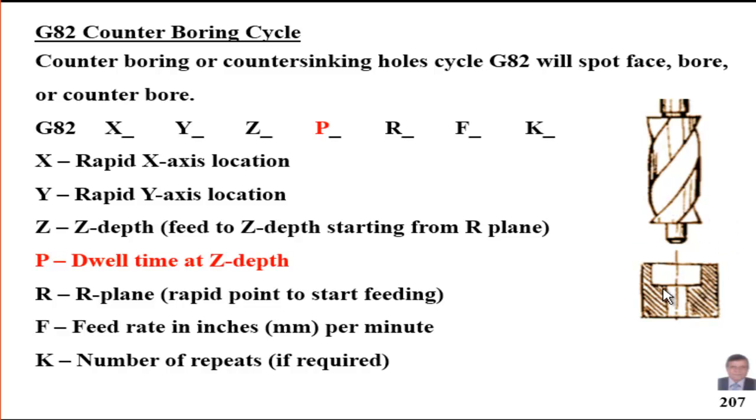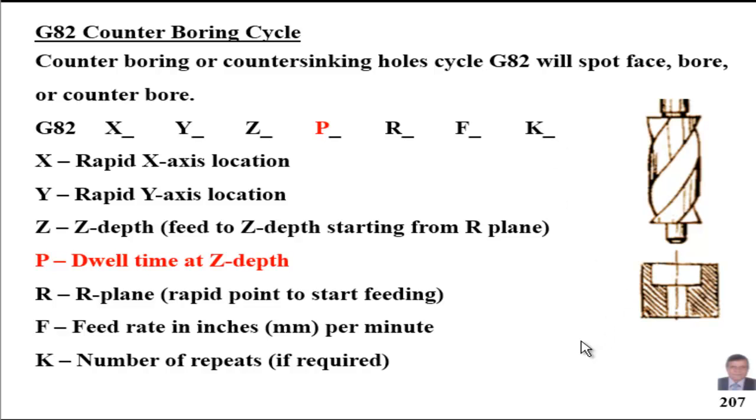The CAD cycle G82 is very similar to the drilling cycle G81, except for only two differences. The first one is the dwell time. The second one is the number of repeats if required. Number of repeats means the same CAD cycle will be repeated so many times based on this number.